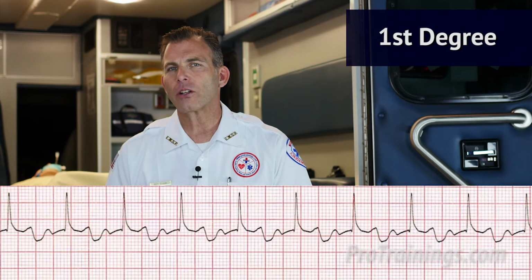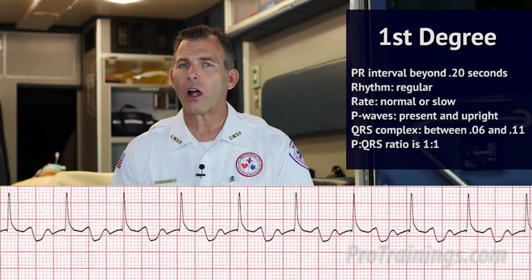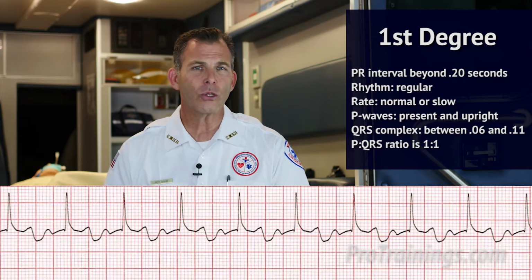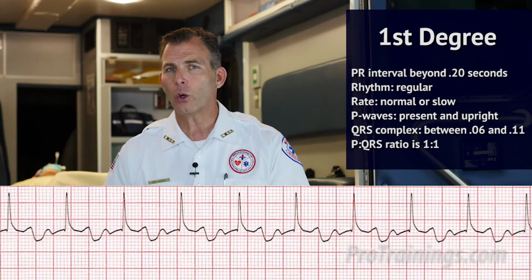Now let's look at atrioventricular blocks. The first one is called first degree. An atrioventricular or AV heart block is usually caused by a delay, sometimes absent or inconsistent, in the electrical conduction pathway traveling through the AV node. These AV blocks are described as first degree, which has a prolonged P to R interval beyond 0.20 seconds. The rhythm is regular with a normal or slow rate.